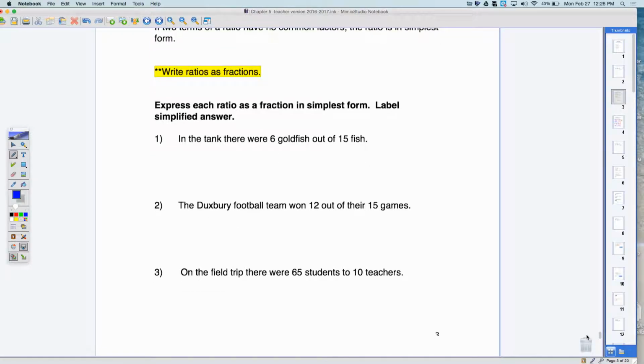So express each ratio as a fraction in simplest form and then label your answer once you simplify it. In the tank there were 6 goldfish out of 15. So to write it as a ratio, you would do 6 over 15. Now that can be simplified to 2/5. Now label it, so 2 goldfish over 5 fish.